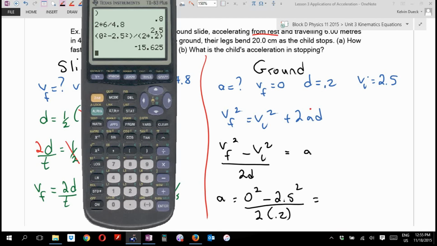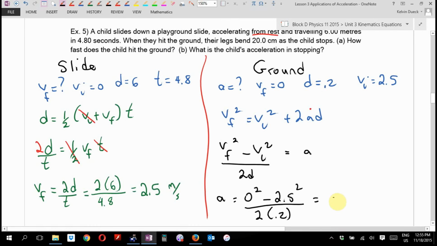So this kid's coming to a stop at about 1.5 Gs, which is why you guys like playgrounds. We enjoy G-forces. Negative, coming to a stop, 15.6, let's go to 3, oh yeah, 3 sig figs, meters per second squared.